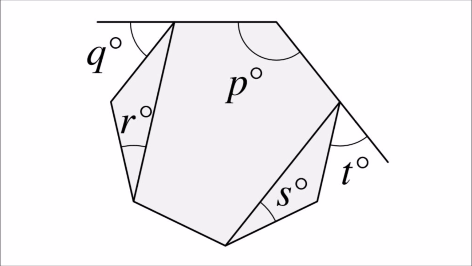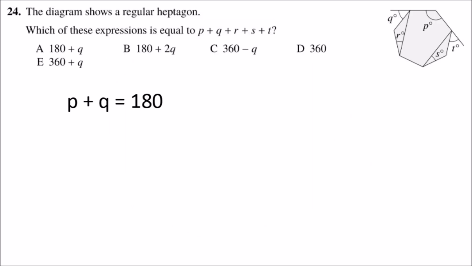So now we need to work out what R plus S equals in terms of Q. If you look at the triangle formed by angle R and the 2 sides of the heptagon, then angle P is between the 2 sides of the heptagon, but the other angle, because it's an isosceles triangle, is equal to R. As we said earlier, the angle P plus the angle Q equals 180 degrees, so the angle P equals 180 minus Q.